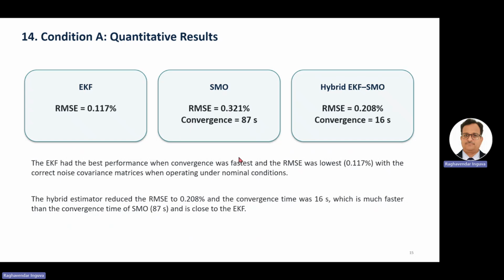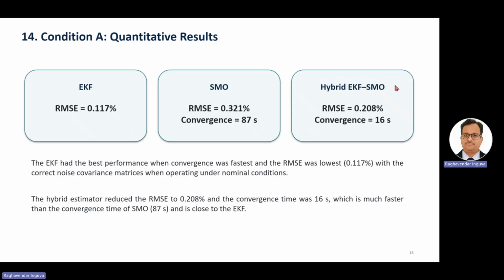The EKF converges faster than SMO as well as hybrid. Whereas hybrid EKF and SMO converge much faster when compared to SMO. And the root mean square error also, if you see, for EKF it is 0.117, and for SMO it is 0.321, and for hybrid it is 0.208. So SMO error is much larger when compared to EKF as well as hybrid. Under nominal conditions, EKF actually outperforms hybrid EKF and SMO.